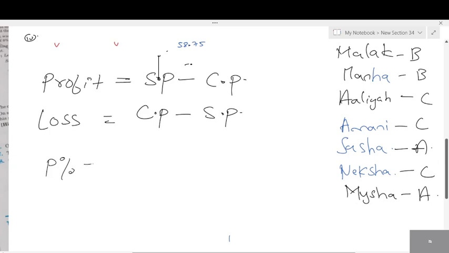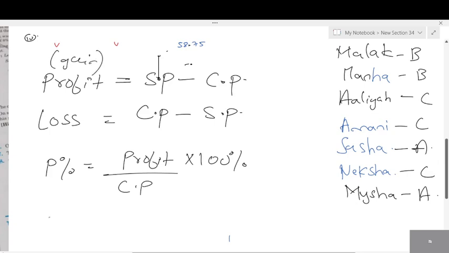Profit percent. If you want to find percentage, we use the formula profit divided by cost price into 100%. This profit, we also call profit as gain, students.